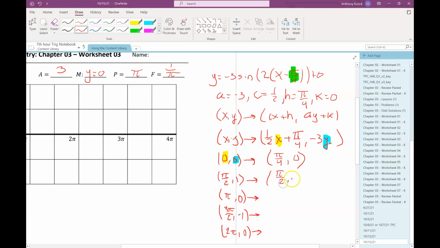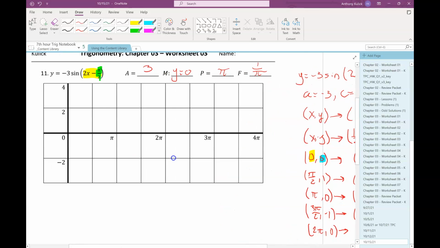That's pi over 2 and negative 3. And 3 pi over 4 and 0. And then pi and 3. And 5 pi over 4 and 0 again. Any issue with the arithmetic there? Just multiplying and adding fractions or whatever should be pretty doable, right? If you get stuck, just drop the pi's off and use your calculator to do it, right?